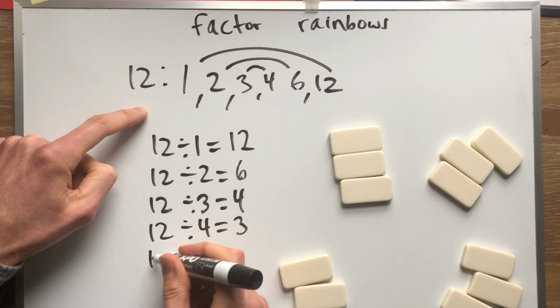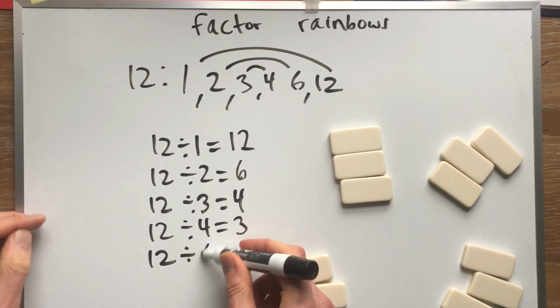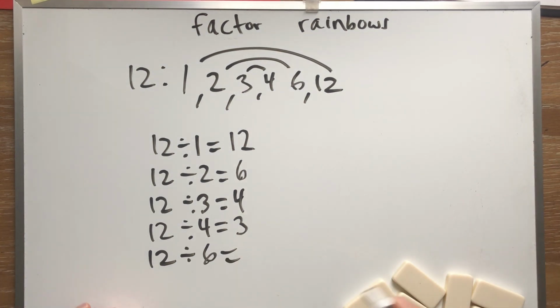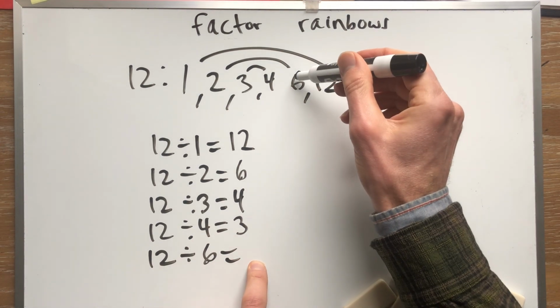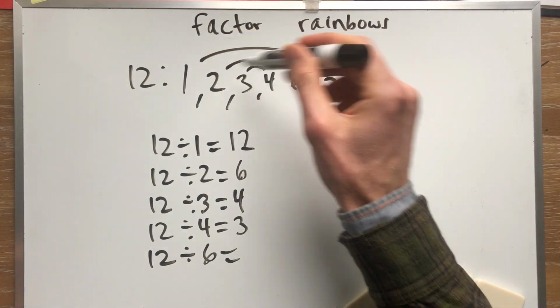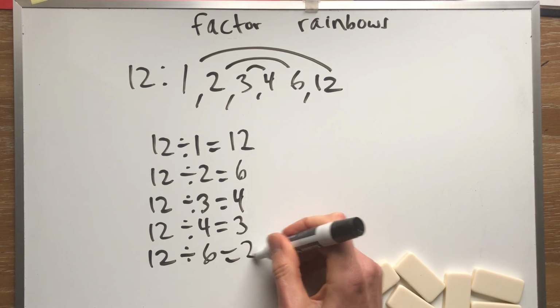12 divided by, next number, 6. What's 12 divided by 6? Or 6 times what equals 12? We just see it here, right? 6 times 2 equals 12. All these numbers that are connected multiplied equal 12. So it's going to be 2. Let's see if that makes sense.